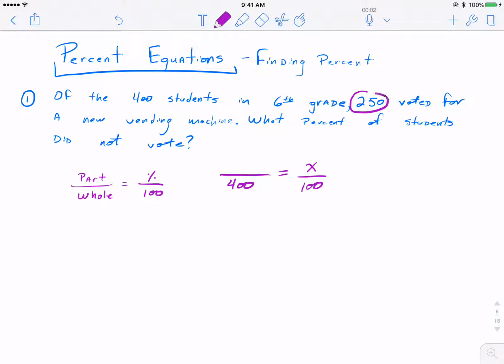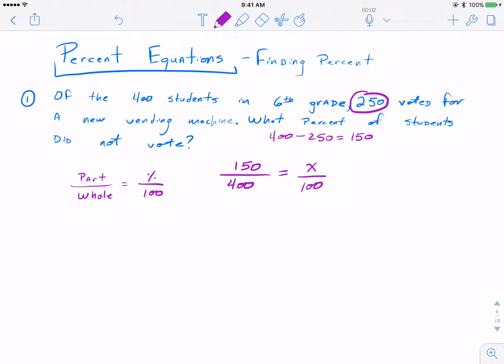The part here is not going to be 250. And you might say, why? Because that's the only other number we see in this problem. A little trick here. It says 250 voted for a vending machine. We ultimately want to figure out what percent did not vote for a vending machine. So we can do one of two things. We can adjust it right now and just simply figure out that, all right, if 250 people voted for the vending machine, that would mean 150 did not, which is how we'll do it.